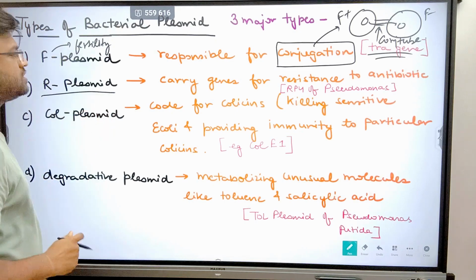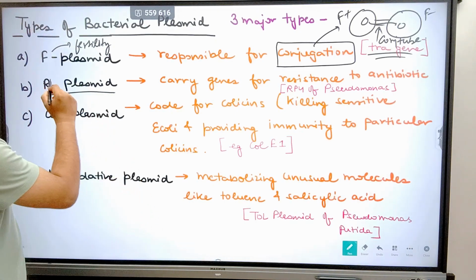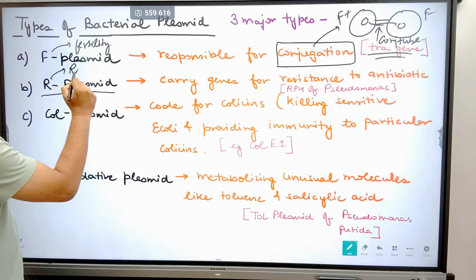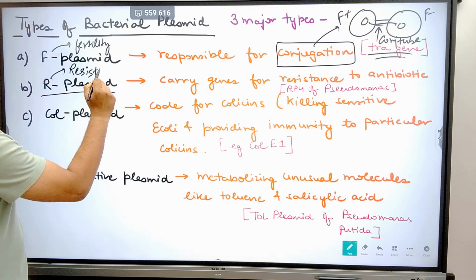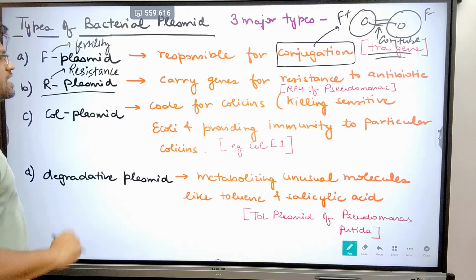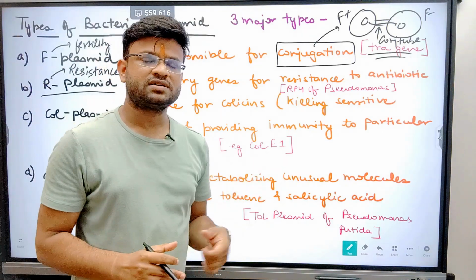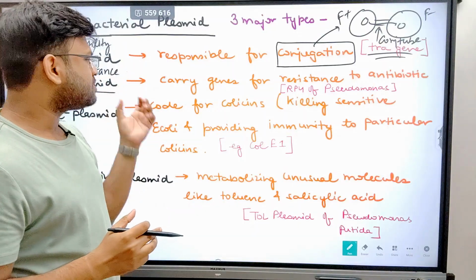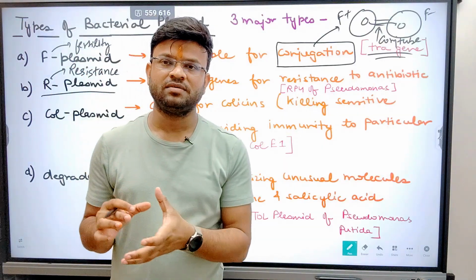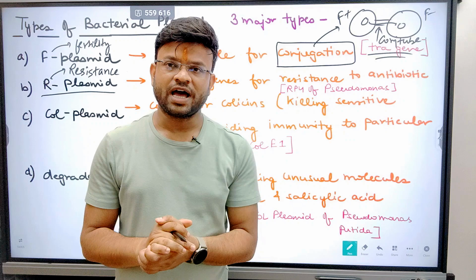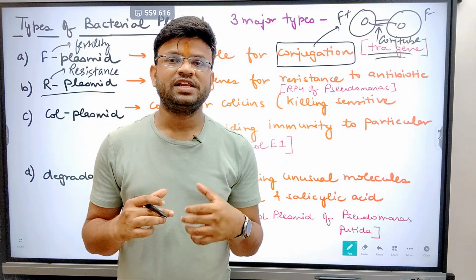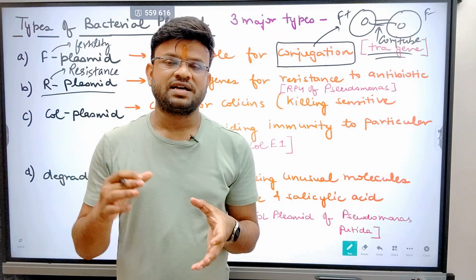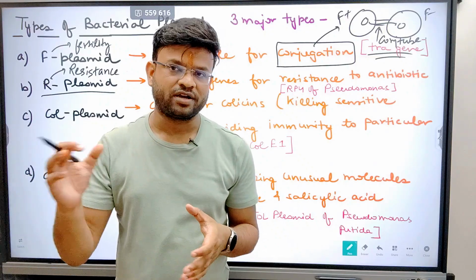Let us now talk about the R plasmid. So what does R stand for? R stands for resistance. What does resistance mean over here? Now, if R plasmid is present inside any bacteria, then what will happen? This R plasmid will confer resistance against any given antibiotic.